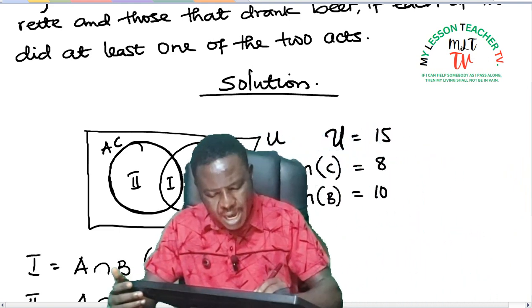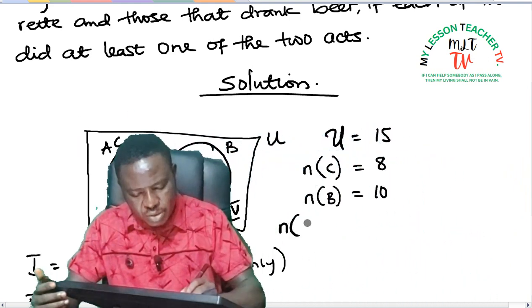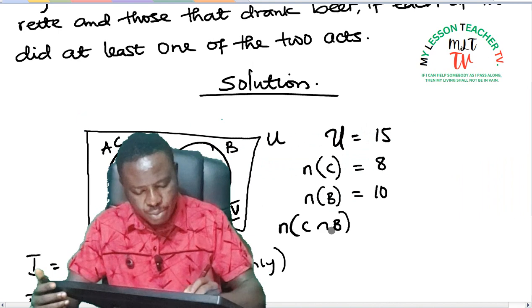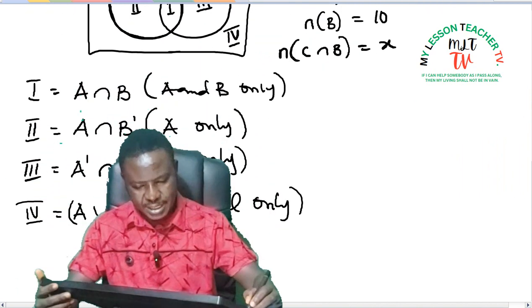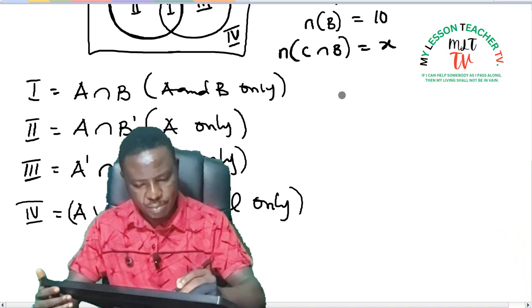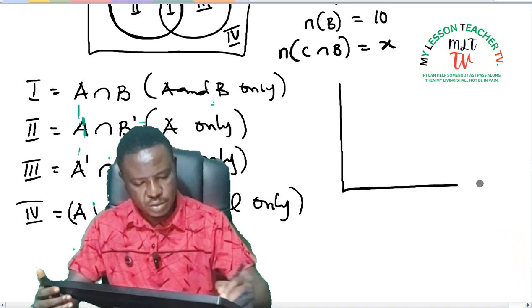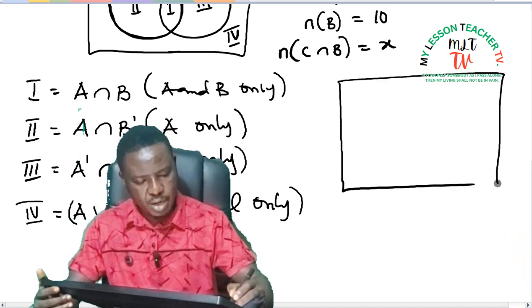Let's have it that n of C intersection B, those who drank beer and smoked cigarettes, is equal to X. Representing this in a Venn diagram, I will have this. Let me have a new Venn diagram for this.